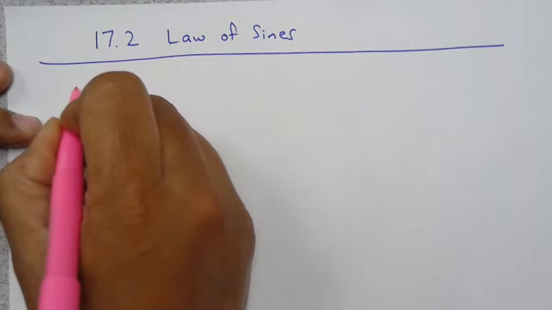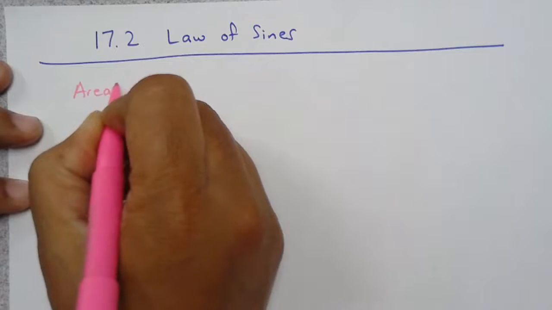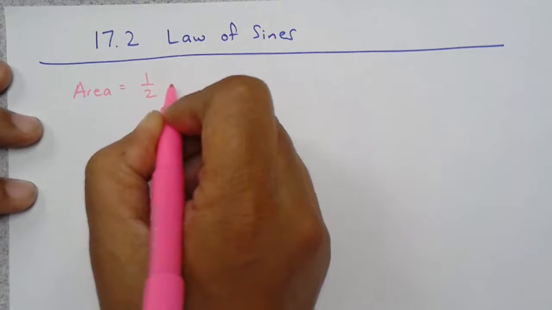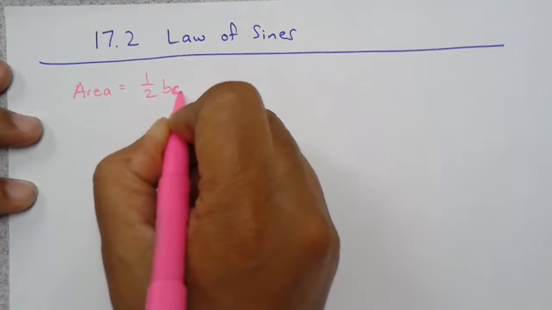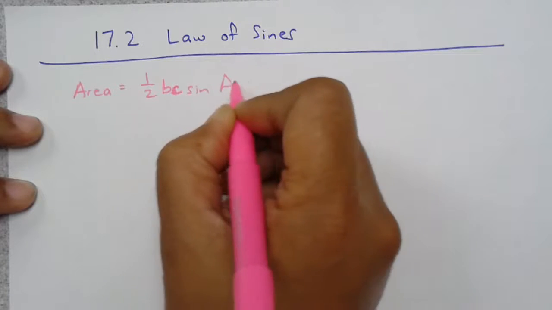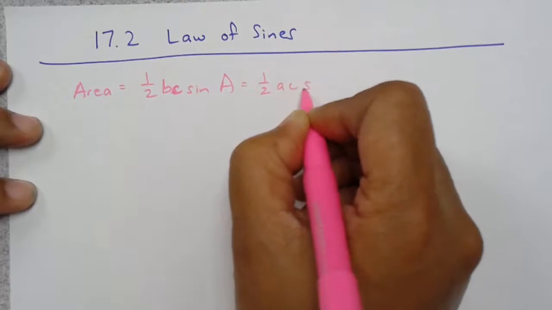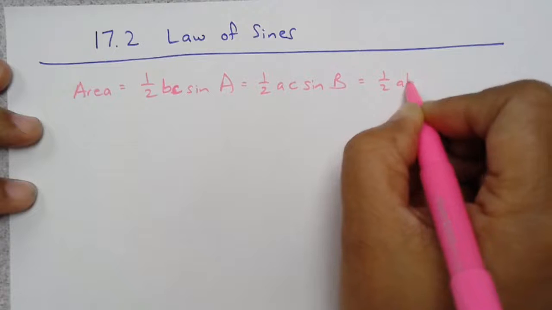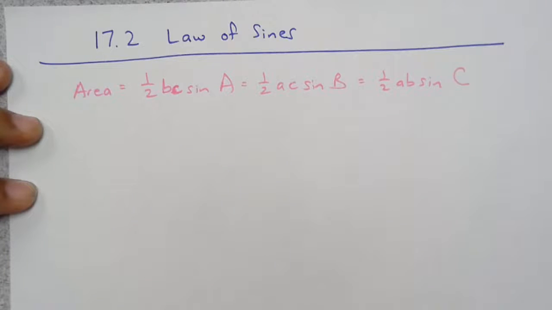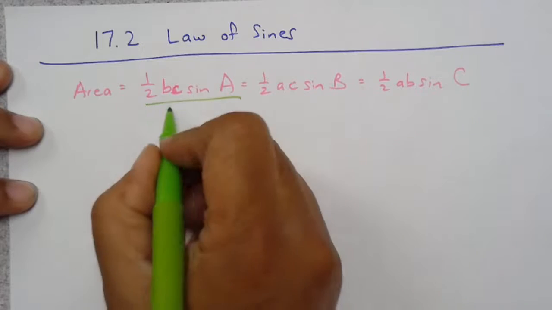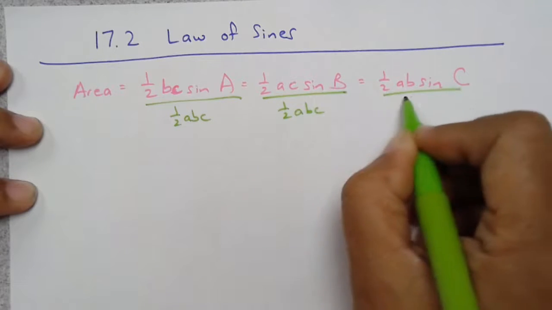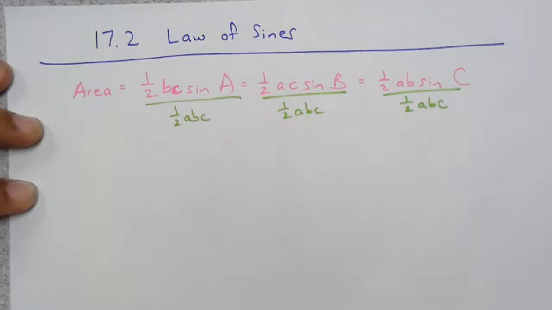So if you notice from when we did the area of a triangle using sine, we had basically three formulas. It was 1/2 BC sine of A. We had 1/2 AC sine of B. And the last one was 1/2 AB sine of C. Now if I take this formula that I have and I divide it all by 1/2 ABC, we'll be able to cancel some things out.